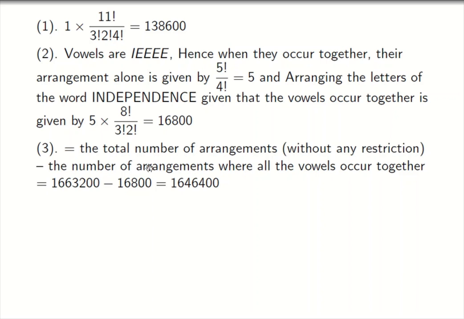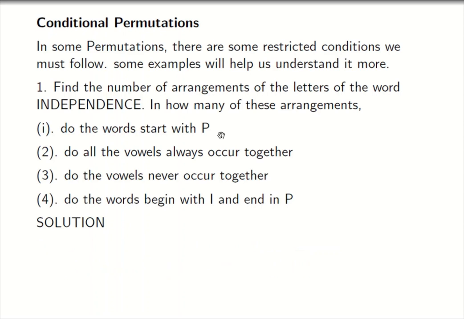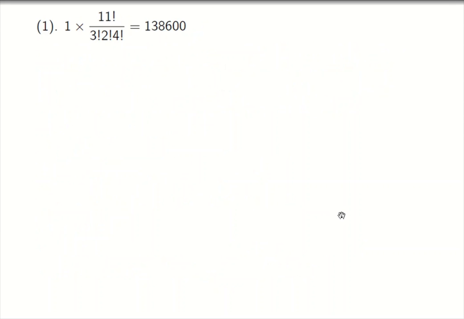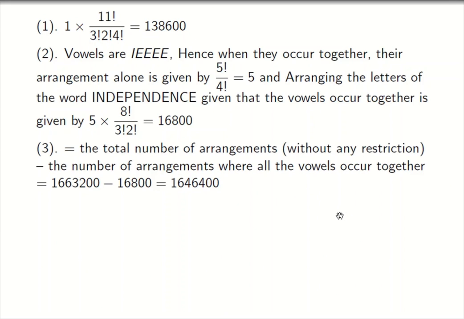The third one, the total number of arrangements without any restriction, minus the number of arrangements where all the vowels occur together. So the third one was that we should find the number of ways where the vowels never occur together. So for mathematics, you know, you can generate any equation like that if only it makes sense, okay.